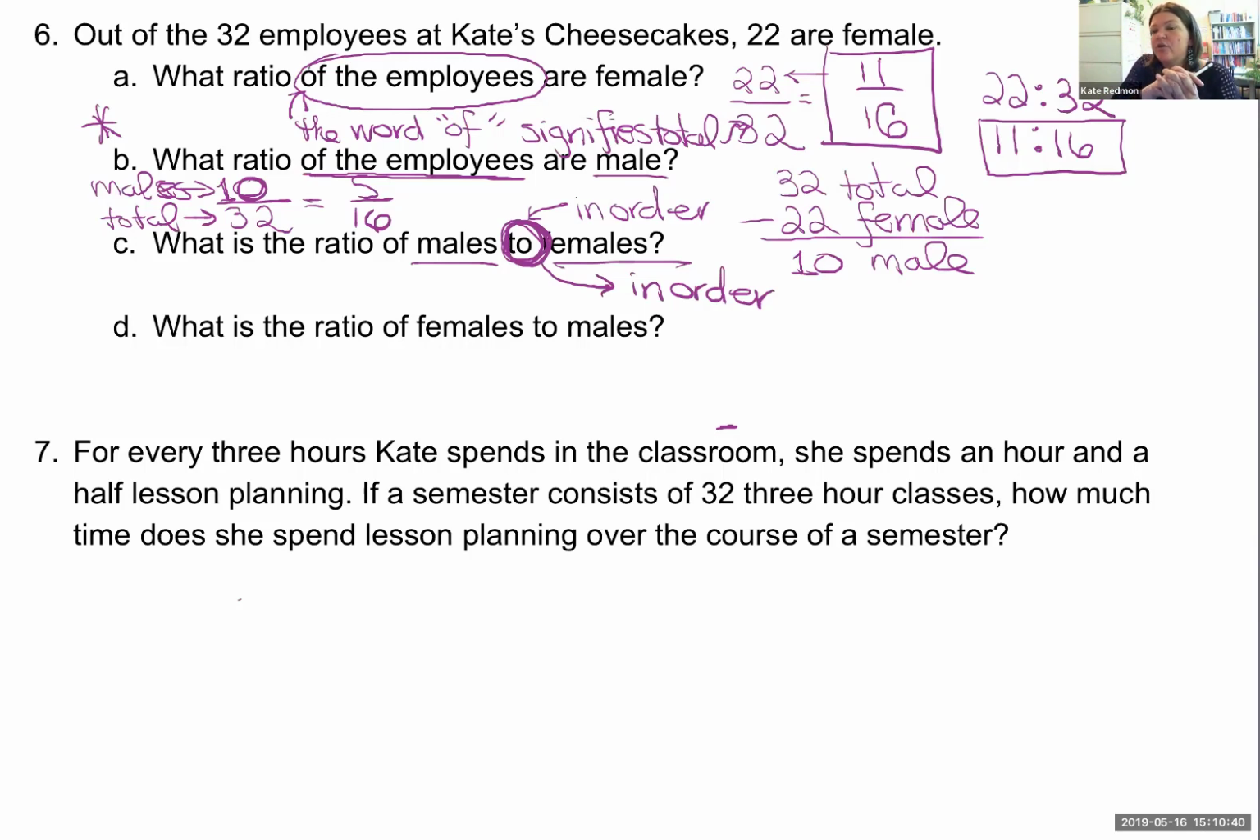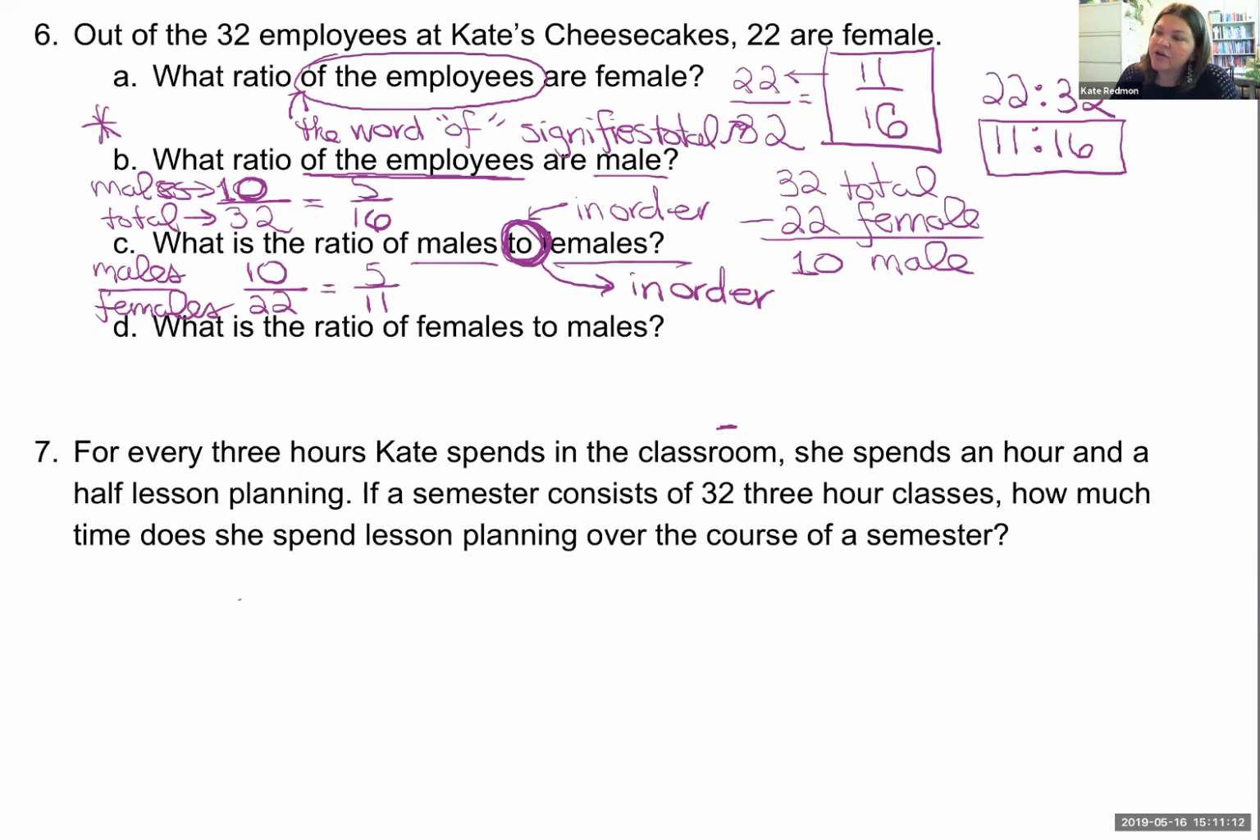Okay, so what is the ratio of males to females? We'll start with the males. How many males are there? 10. Cool. And then we'll put that in relationship to the number of females. How many females are there? 22. Beautiful. And then we should reduce if possible. If you type this one into your calculator, it will reduce. You should get 5 out of 11. 5 males to every 11 females.